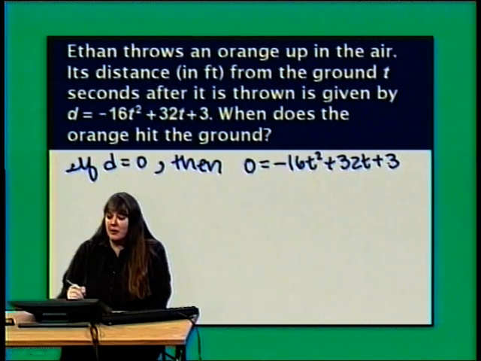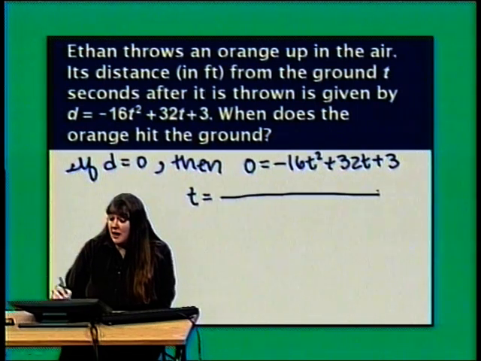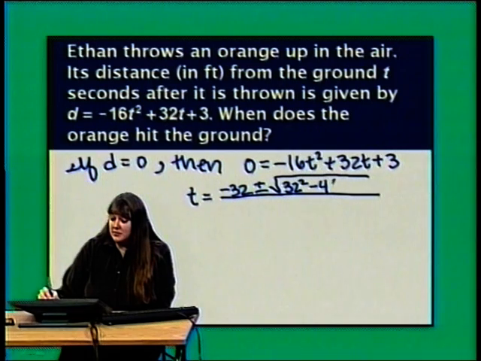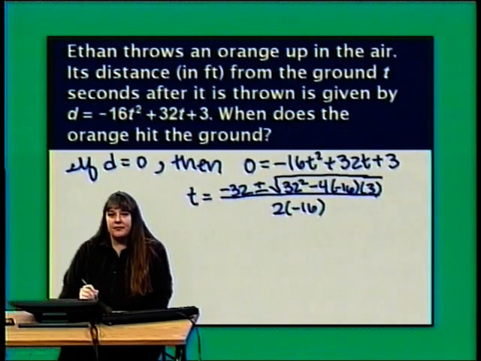The right-hand side looks a little bit too complicated to even think about factoring, so I'm just going to use the quadratic formula. So t is going to be the opposite of b, that's the opposite of 32, plus or minus the square root of b squared, that's 32 squared, minus 4 times a, which is negative 16, times c, which is 3, all over 2 times a, so 2 times negative 16.